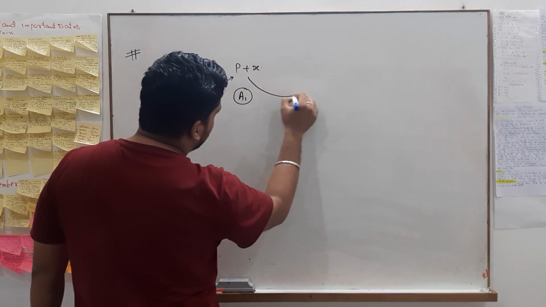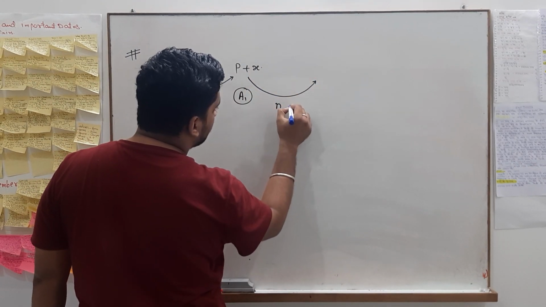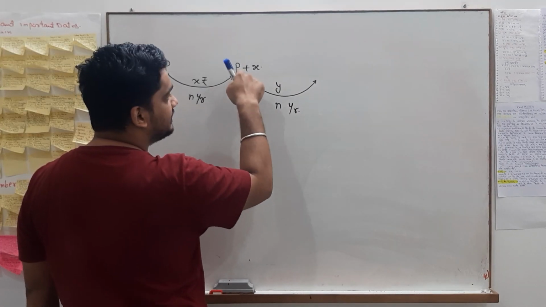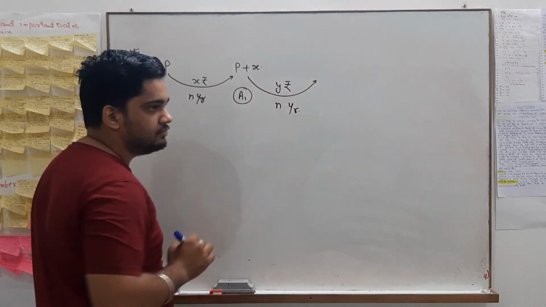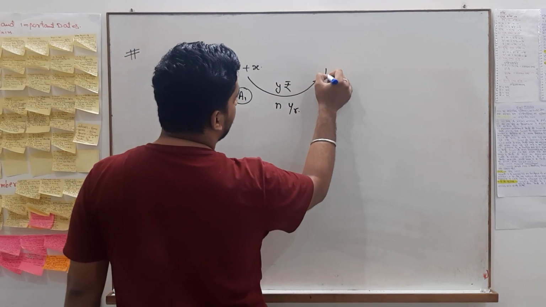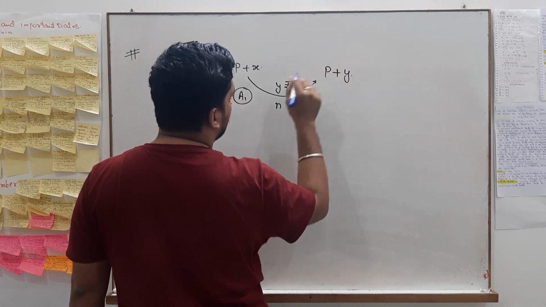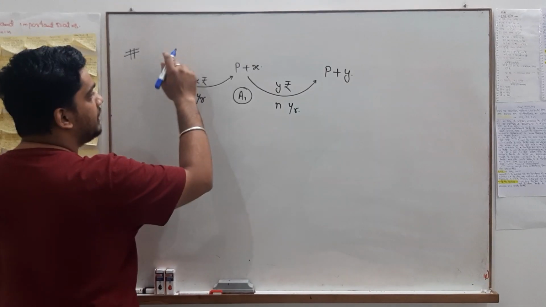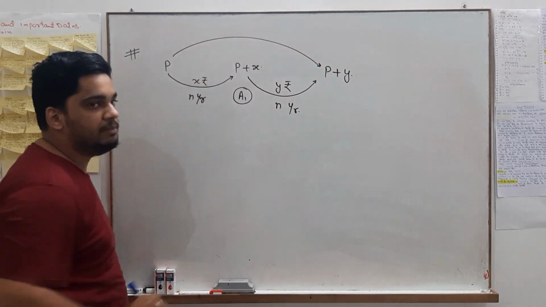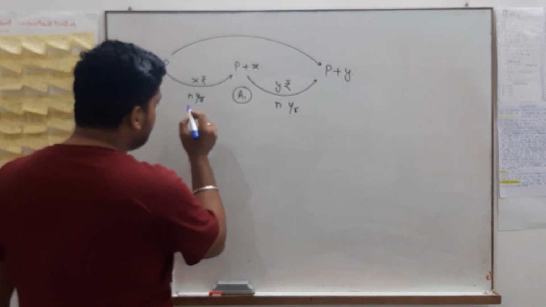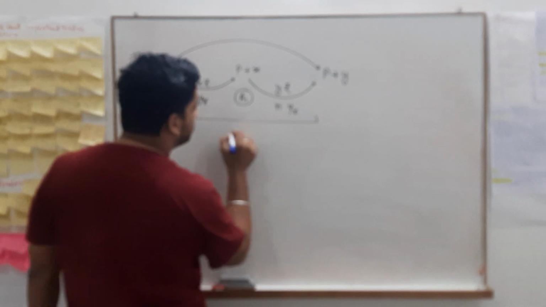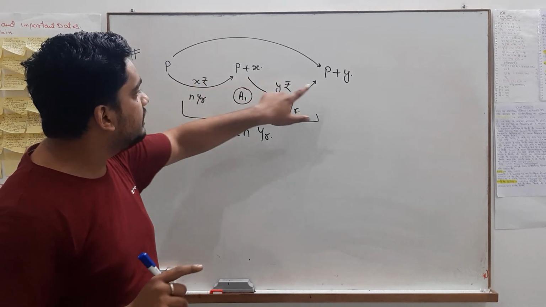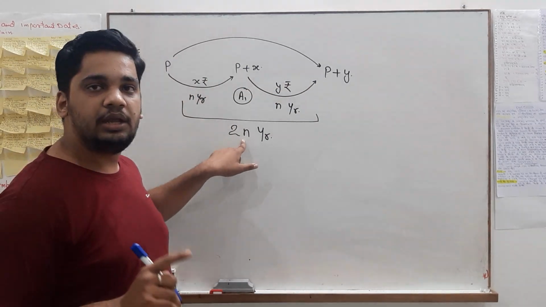After n more years, the total interest on this P plus X is Y rupees. Are you getting my point? So what can we write? It will become P plus Y. The total amount after more years on this P will become P plus Y. So now the total time in this whole process is 2n years.